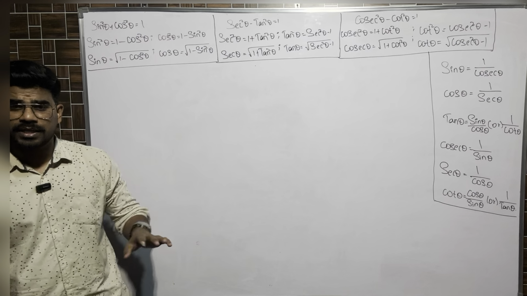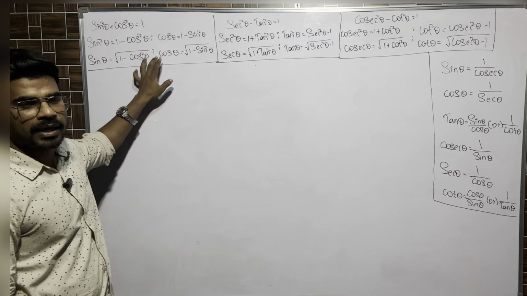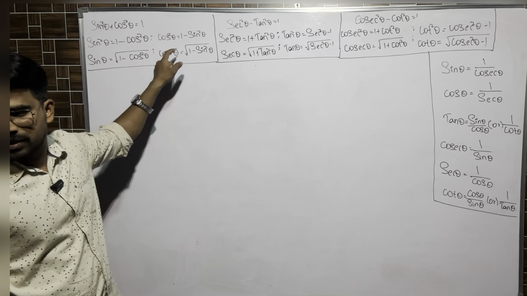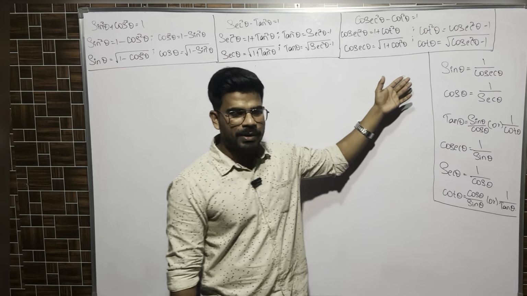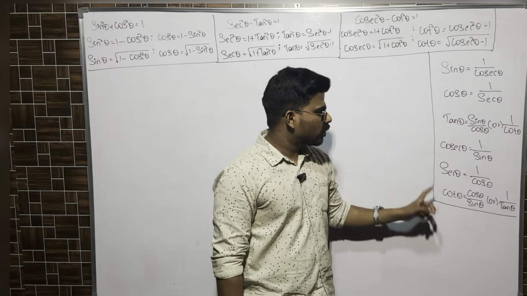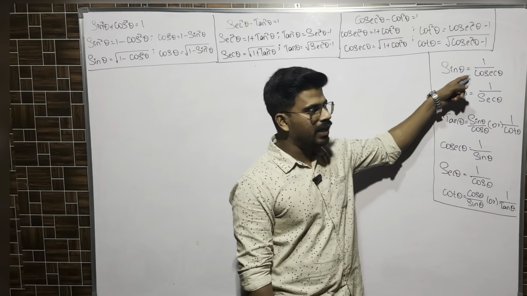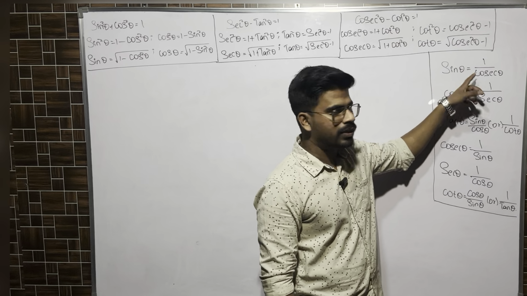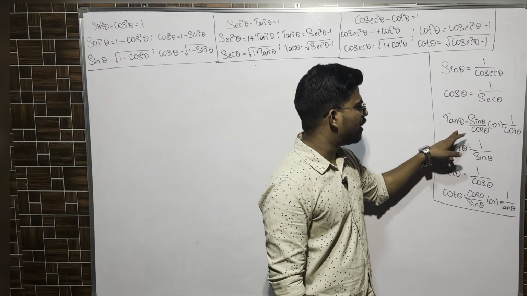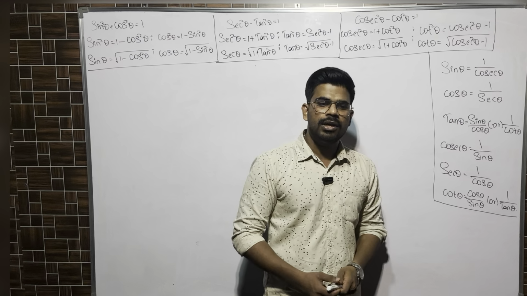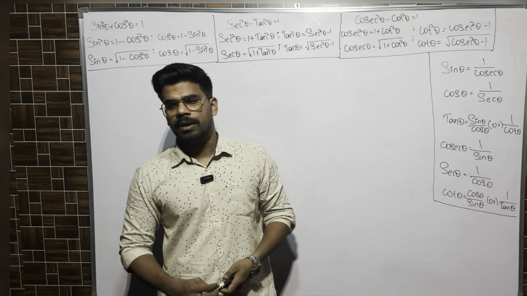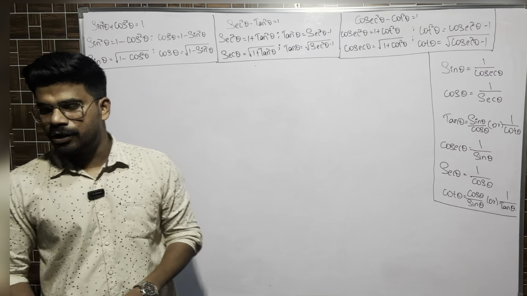From those 3 identities, you can extract 4 formulas each: 4 formulas from the first identity, 4 from the second, 4 from the third. So overall it becomes 12 formulas, and these are basic sine, cos, tan, cosecant, secant, cot. Sine is basically the reciprocal of cosecant, 1 by cosecant. Cos is 1 by secant. Tan can be written in 2 ways, sine by cos or 1 by cot. You can use either of the formulas depending upon what is required to prove.